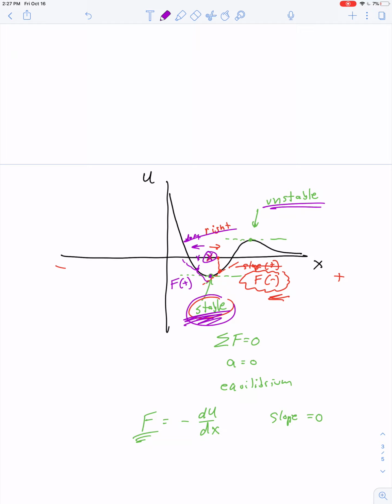Now, if the object was located at this point and we gave it a little nudge to the right, then it would end up at this position where the slope of the graph is negative. And if the slope is negative, that means the force is positive. So we already displaced it a little bit to the right to take it out of this equilibrium, and then a force shows up that pushes it even more to the right. That's definitely a point of unstable equilibrium.